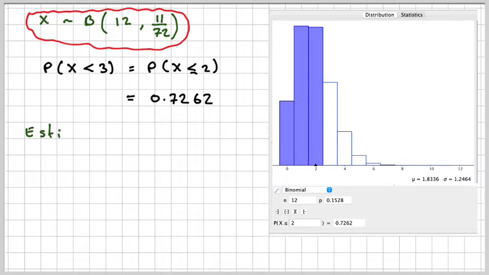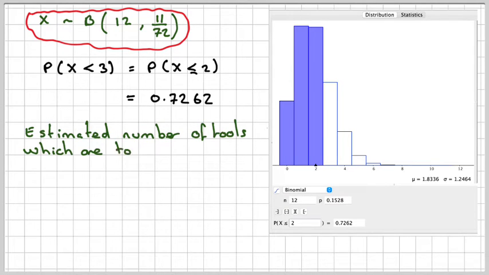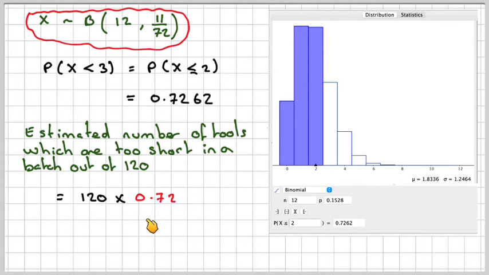And then the estimated number of batches out of 120 will be 120 times 0.7262, which is 87.1, which is rather a lot. Okay, this has been a video to show you how to set up a binomial model.